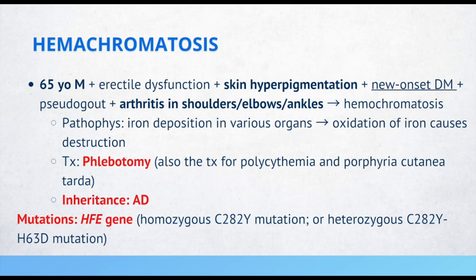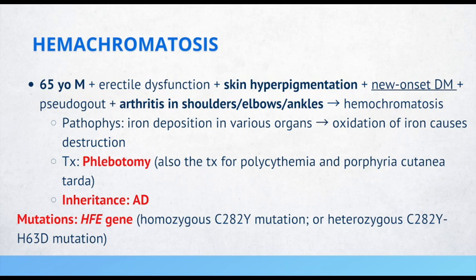The pathophysiology of this condition is that there is iron deposition in various organs. And this iron that is deposited in various organs can undergo oxidation, which causes destruction. We treat with phlebotomy. This is also the treatment for polycythemia and porphyria cutanea tarda. It has an autosomal recessive inheritance. Patients with hemochromatosis are found to have mutations in the HFE gene.